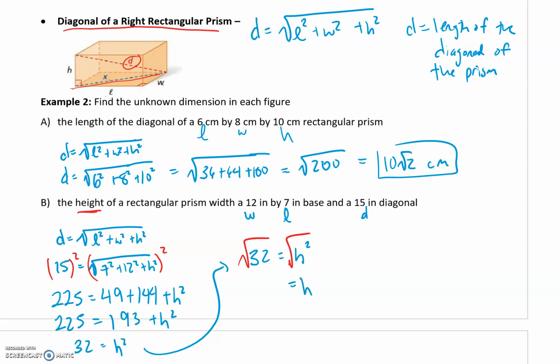So H is the square root of 32. And then ask yourself, does that simplify? If it does, let's keep going. And yes, it does, because it's 16 times 2. So 4 square root 2 inches.